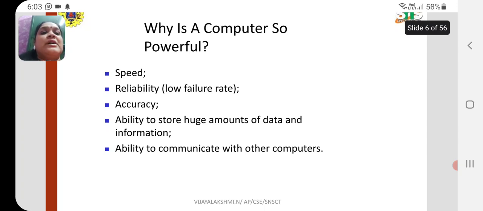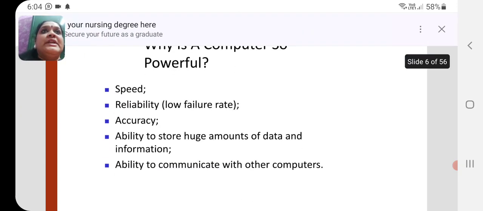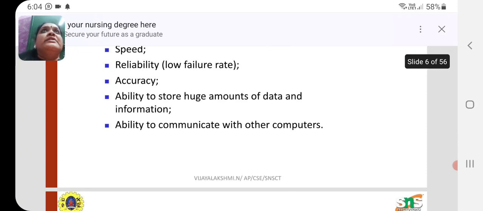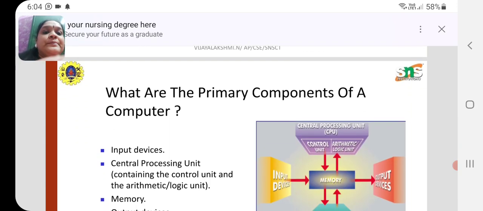So why is a computer so powerful? When we compare a human and a computer, obviously the computer has speed, reliability, which means a low failure rate, accuracy, and the ability to store a huge amount of data and information, and it is able to communicate with other computers as well.